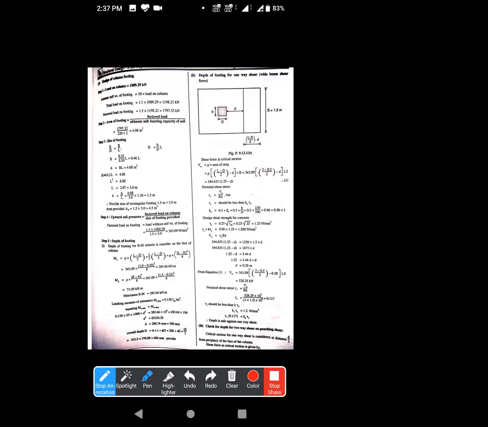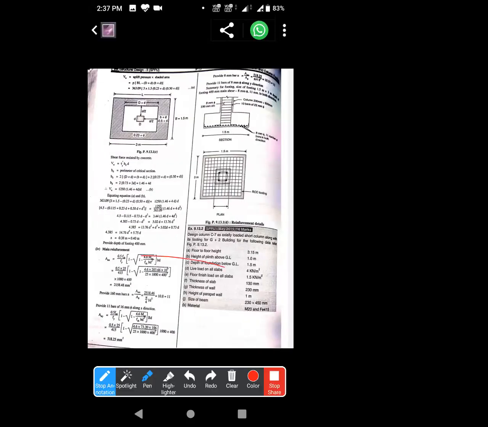Now check the depth for two-way shear. In two-way shear you have to take d by 2 from the face of the column, on both sides of the column. First you have to go for the shear force, that is uplift pressure into shaded area: p into [BL minus (l plus d) into (b plus d)]. This formula is provided in the IS code. You have to put the values and find the following things.